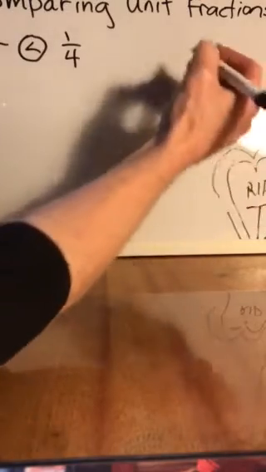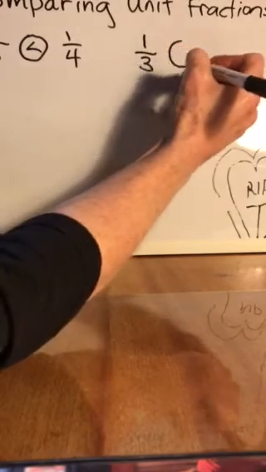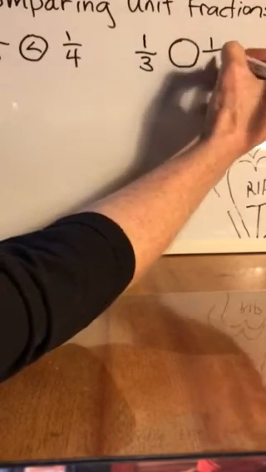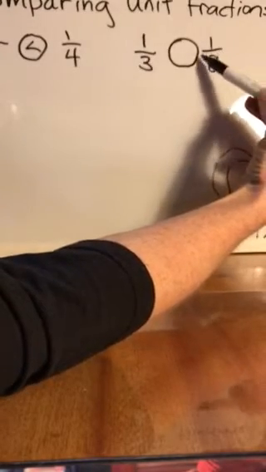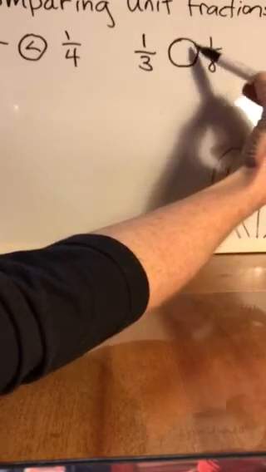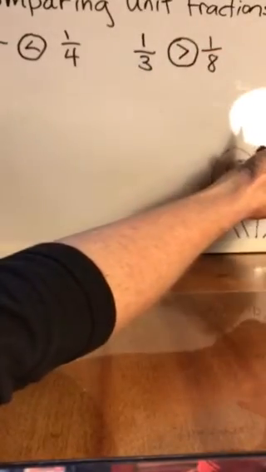Okay, so if we have 1/3 and we're comparing it to 1/8, the fraction with the bigger denominator, which is 8 here, is the smaller fraction. So 1/3 is greater than 1/8.